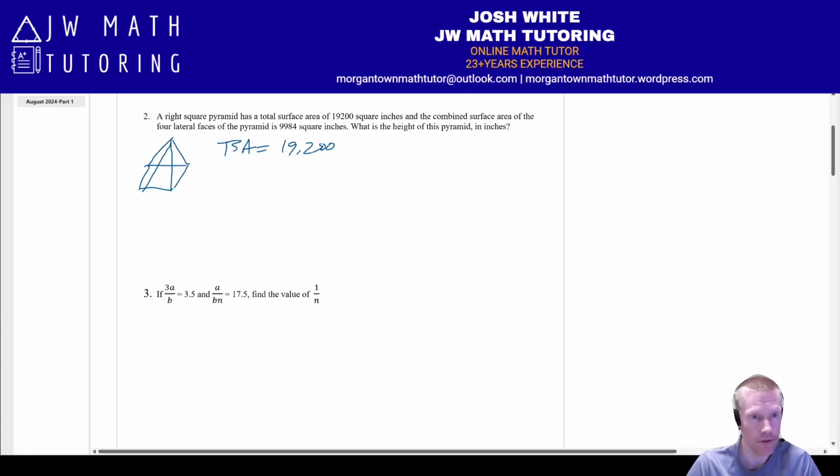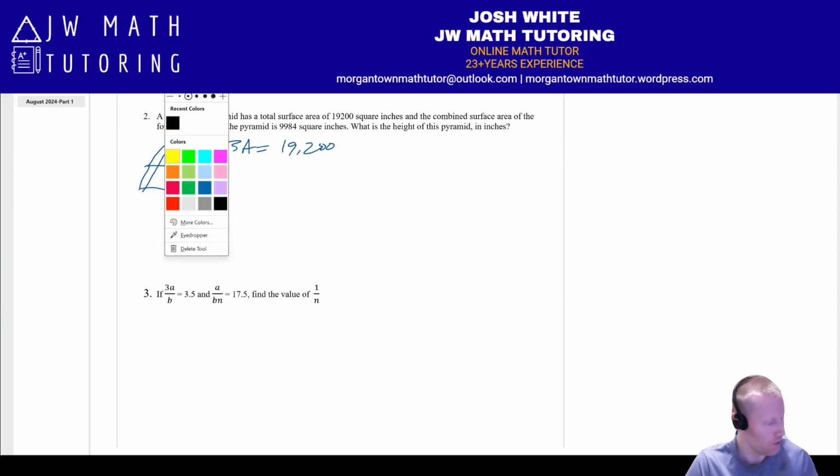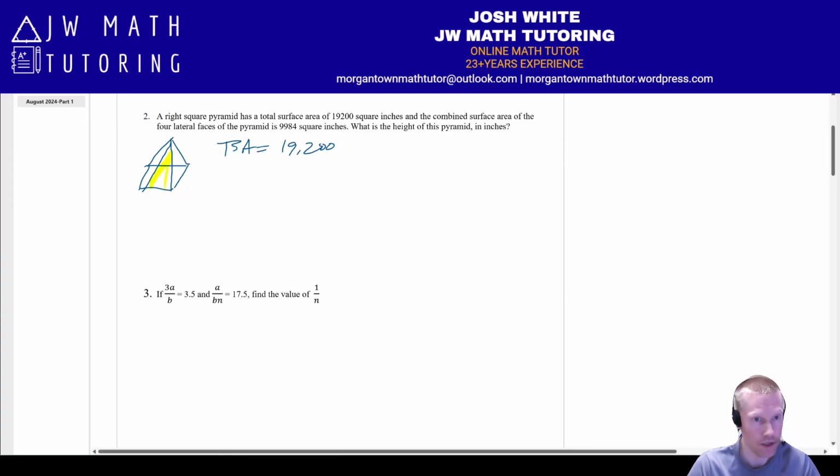That's the area of the four triangular faces and the base, the square at the bottom. They also give you the combined surface area of the lateral faces. By that, I mean the area of the four triangles: this front, left, right, and then you can't really see it here, but back, those four faces. So I'll call that the lateral area, and that's 9984. They want to know the height of this pyramid.